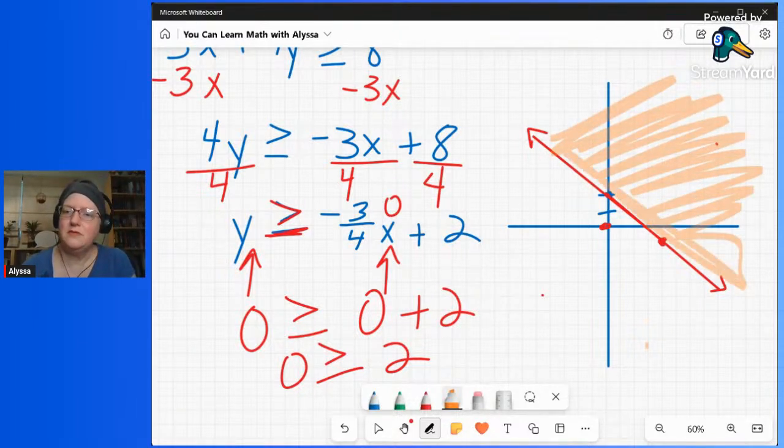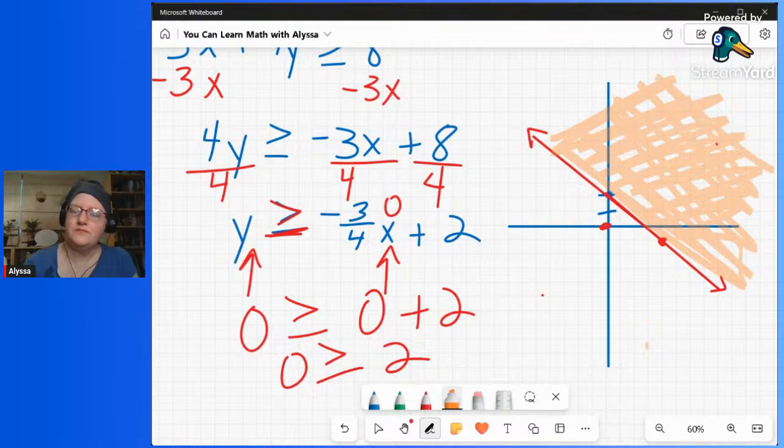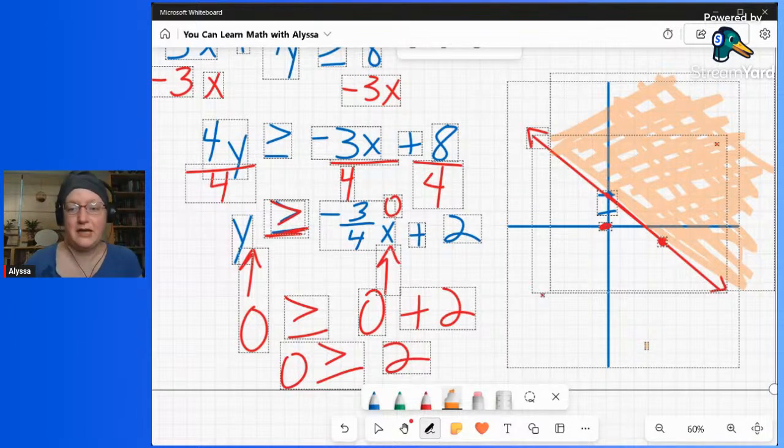This is going to come back when we talk in a little bit about shading parabolas, quadratics. We have those inequality signs in the quadratics. This test, taking a test point and then shading, is going to come back.